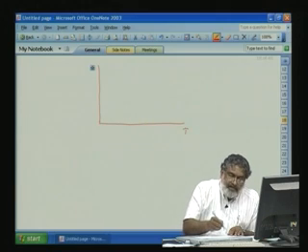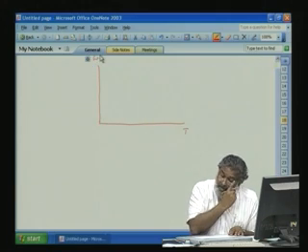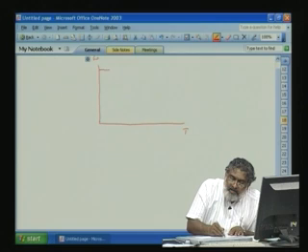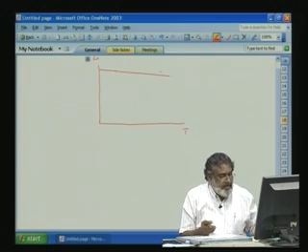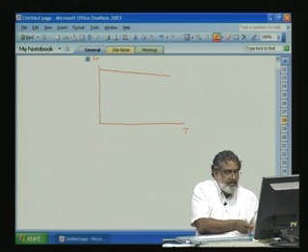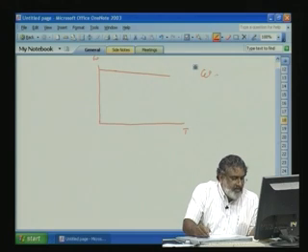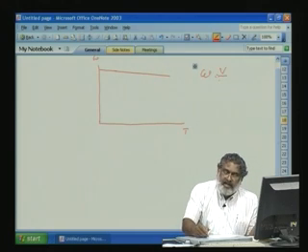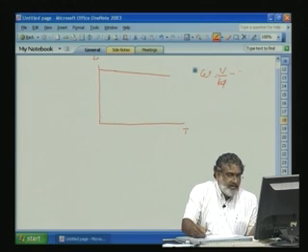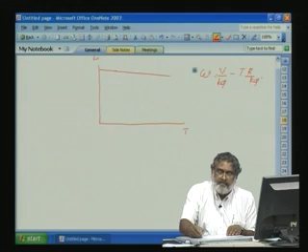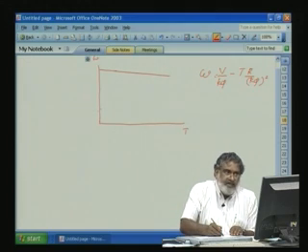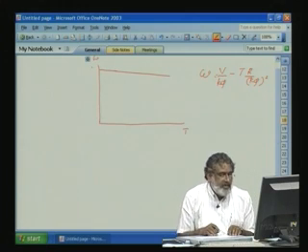Again, this is our T, this is our omega. Now, the system is running like this. Now, our previous equation, omega with respect to T: omega is equal to V by K phi minus T into R by K phi square. So, we got this one.